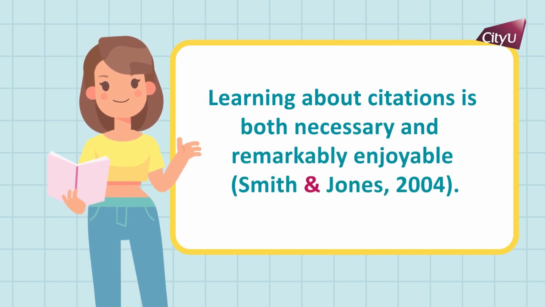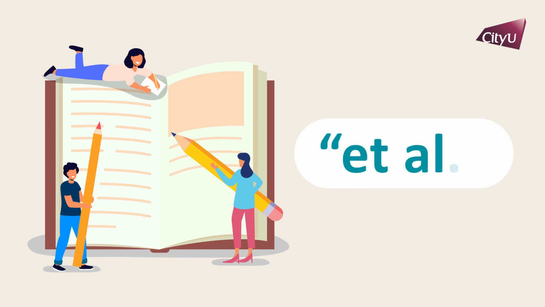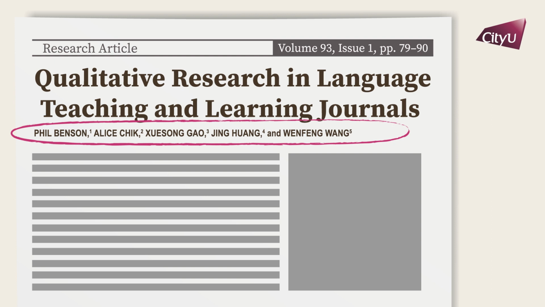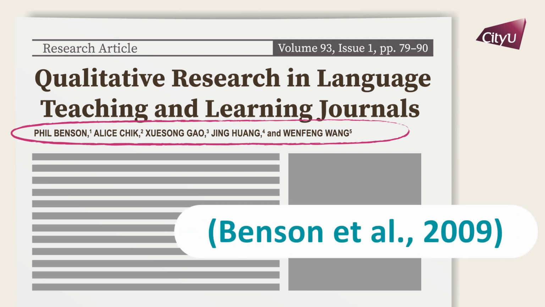Learning about citations is both necessary and remarkably enjoyable. (Smith & Jones, 2004). What if there are more than two authors? For a source with 3 or more authors, you should use et al. to indicate. For example, there are 5 authors in this journal article. (Benson et al., 2009) should be used in your in-text citation.